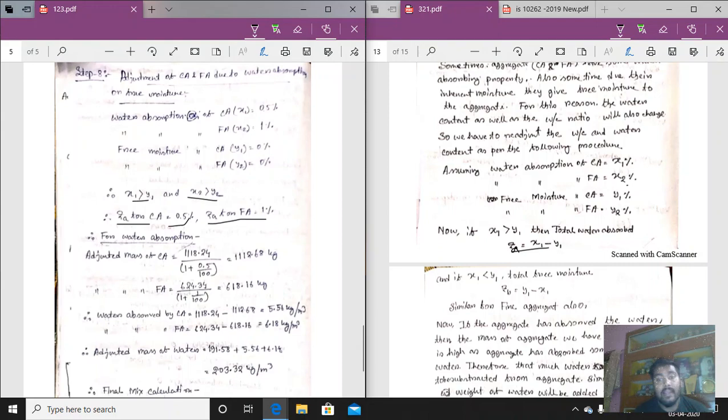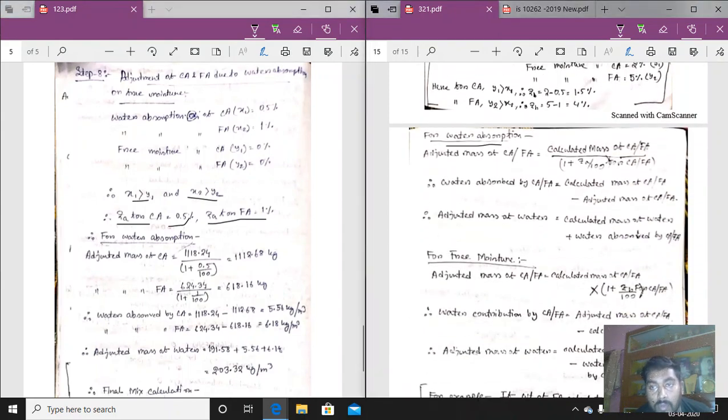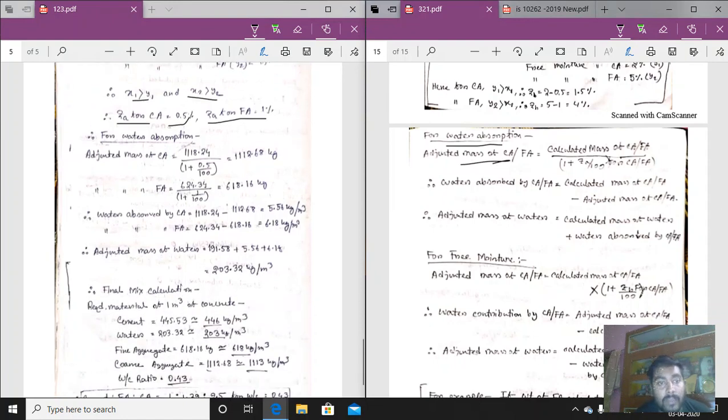Now applying the formula for water absorption, the adjusted mass of coarse aggregate will be the calculated mass 1184 divided by 1 plus ZA, that is 0.5 by 100, which equals 1118.24. Similarly for fine aggregate it is 618.16, with 1% water absorbed by the fine aggregate. Then the water absorbed by the coarse aggregate is the difference between 1118.24 and 1112.68.